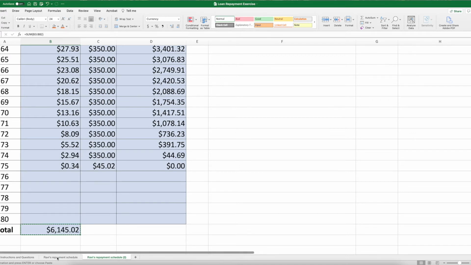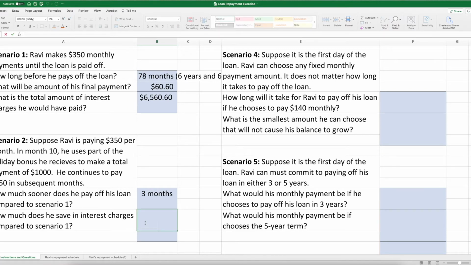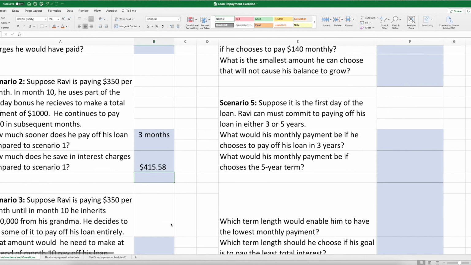Okay, so let's copy this value, and go back over here. So how much does he save in interest charges? So what were his interest charges in scenario 1? So we enter the formula that includes that, and then we copy. Okay, I copied by pressing Control V, but if it doesn't work for you, you can type in this number 6145.02, enter, and he saves $415.58.